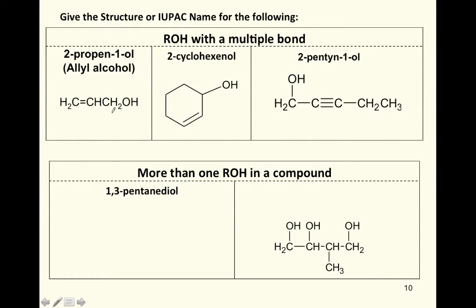2-propen-1-ol. In this case, I went ahead and wrote my alcohol on the right-hand side, so my numbering system is going from right to left. The double bond is starting on number 2. Do you guys see that? So this is my structure of 2-propen-1-ol.